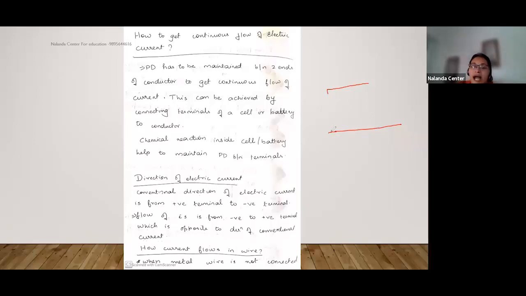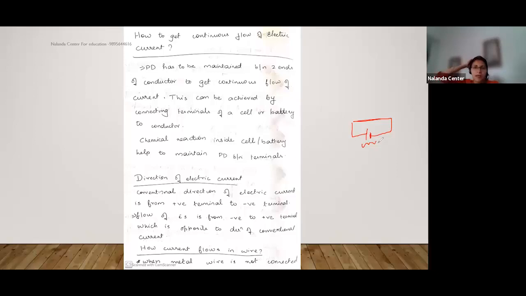Okay. So I have to ensure that both these ends are at different potential. In order to ensure that these are at different potential, what should I be doing? We should be attaching them to a cell or a battery. All right, let me just draw this again. Okay, we have to attach the ends to a cell or a battery.